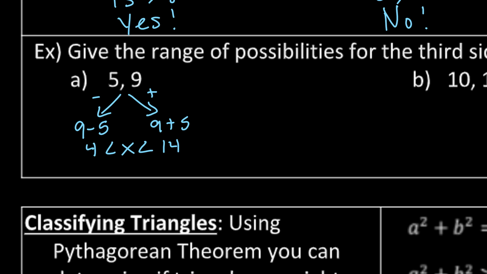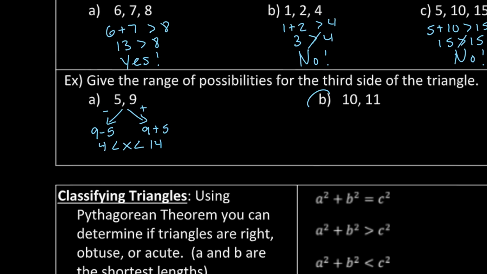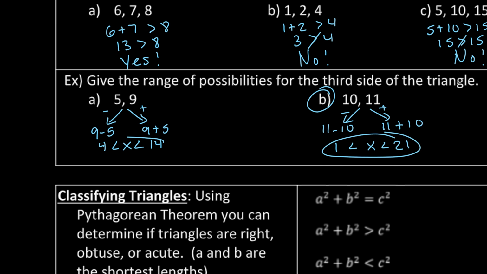Does that make sense? All right, you guys go ahead and try B. Go ahead and try to find the range of possibilities between 10 and 11. What range did you find, Ben? Yes. Our third side has to be between 1 and 21 because 11 minus 10 is 1 and 11 plus 10 is, oh, not 20, 21. So these are our range of possibilities. Any questions?